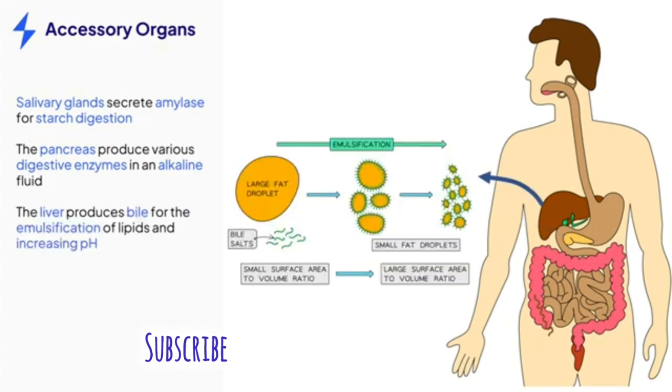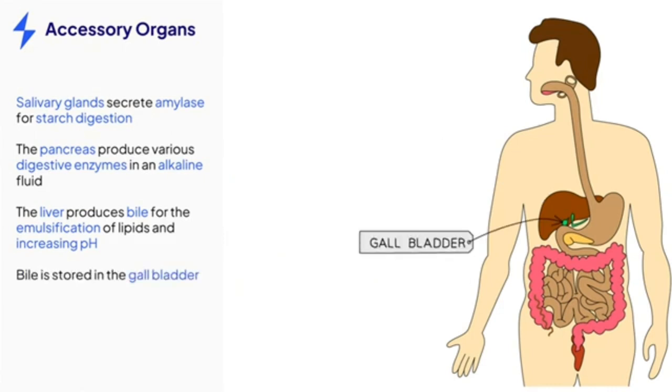The liver is another important organ as it produces bile, which will break lipids up into small droplets. This is called emulsification and is an example of mechanical digestion. Bile will also help to neutralize the acidic pH of the fluid leaving the stomach. The liver is also responsible for the deamination of excess amino acids. Lastly, the gallbladder serves as a storage place for bile until it is released into the duodenum.